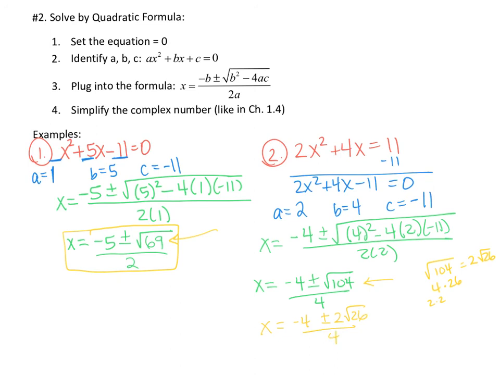The last thing that I might be able to do is simplify, which I actually can in this case, because 4, 2, and 4 can all reduce. So I'll be left with negative 2 plus or minus the square root of 26 over 2. That would be my solution. So don't forget, whenever we do this, that we need to make sure that that square root gets simplified, and then if we can reduce, that we reduce.